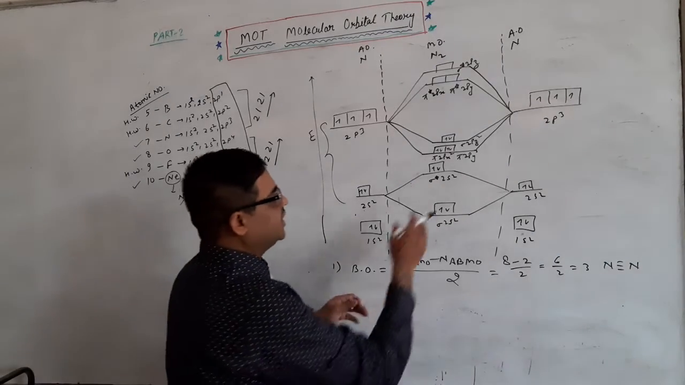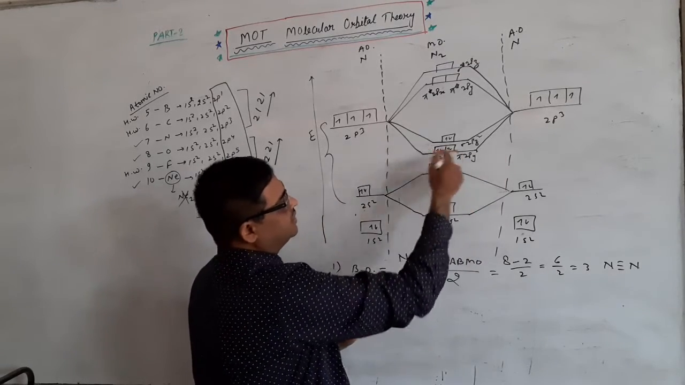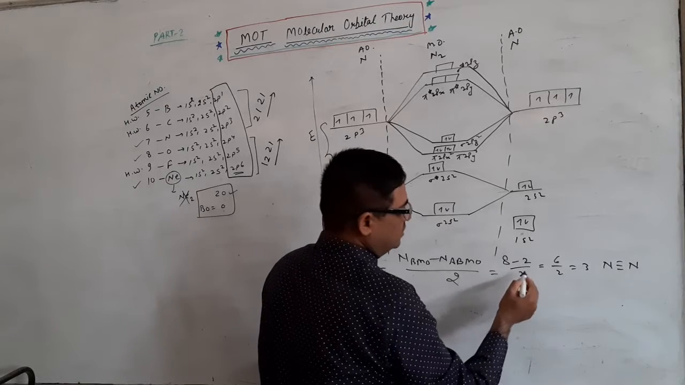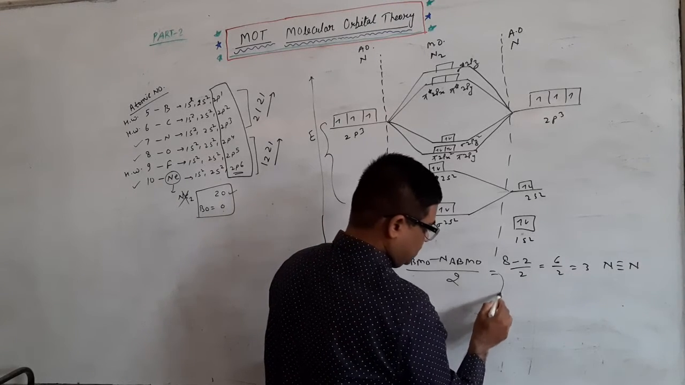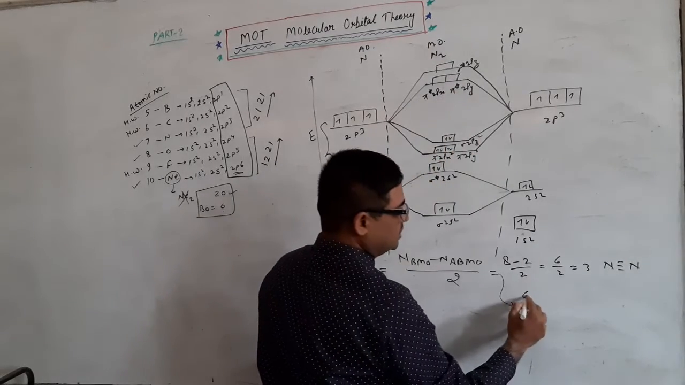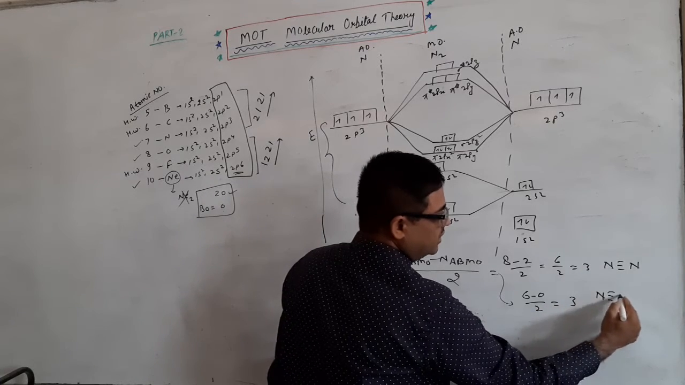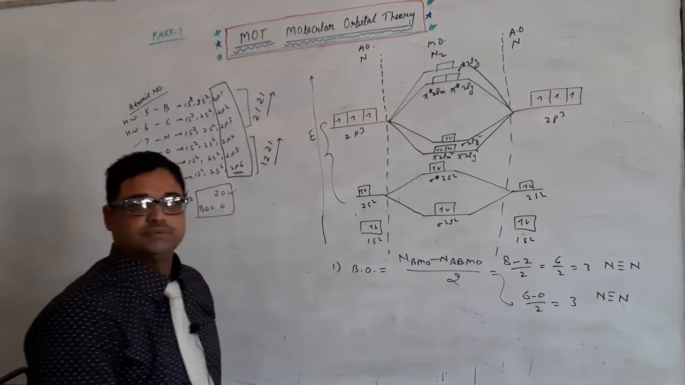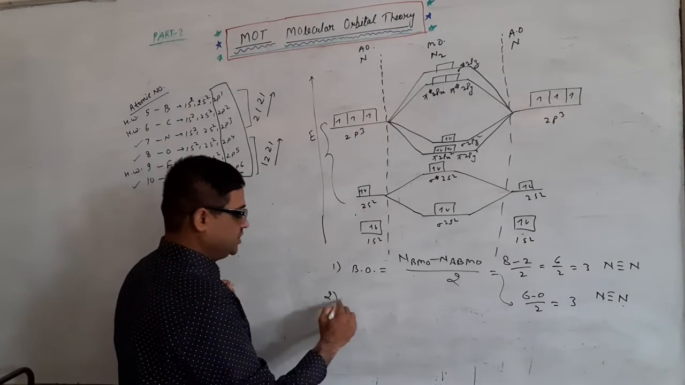Or you can take the direct number also. Generally I am not considering it, I am taking it directly. Besides that, you can use this also: only 6 minus 0, again the answer will be 3. So nitrogen has a triple bond. Clear? Now the question arises about nature.